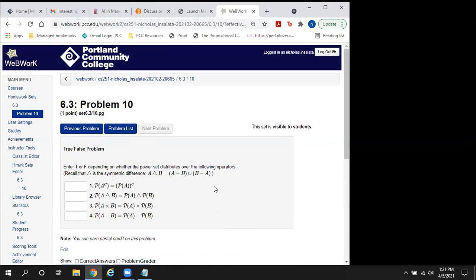All right, so now we got some other distributive possibilities here for the power set. So what do you guys think about these? I think the first one's true. Okay. The power set of the complement is the complement of the power set. Okay. Great. What about these next ones?